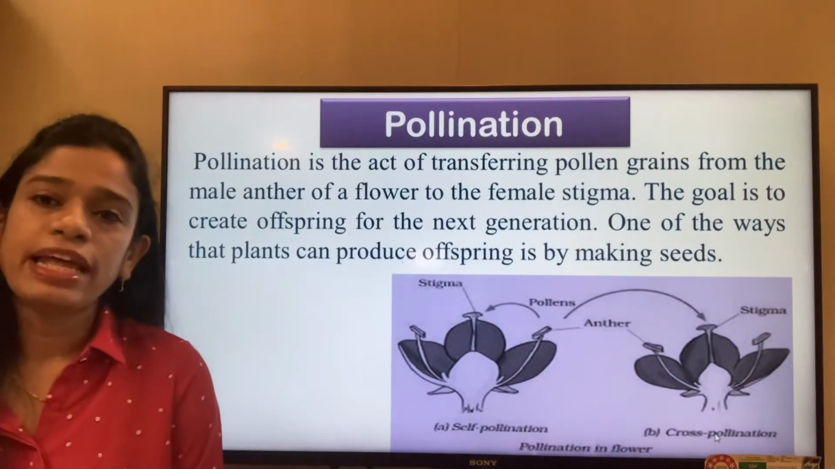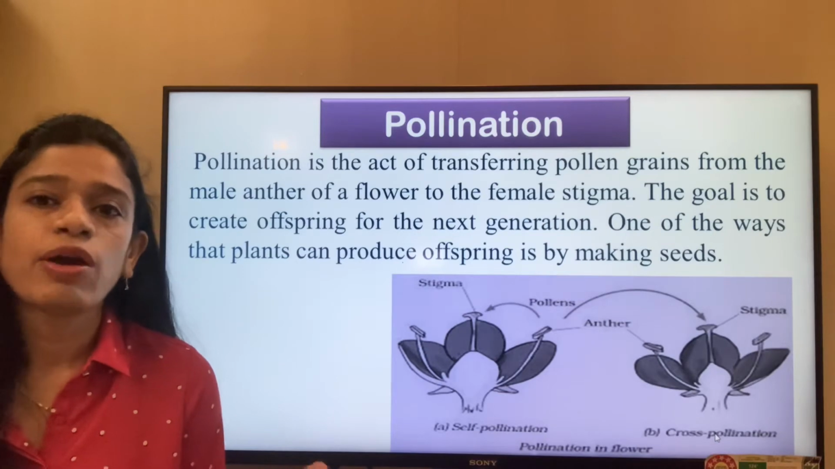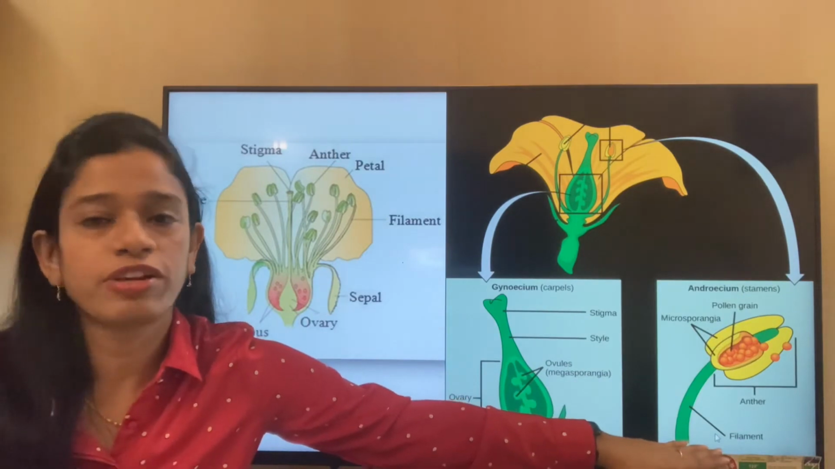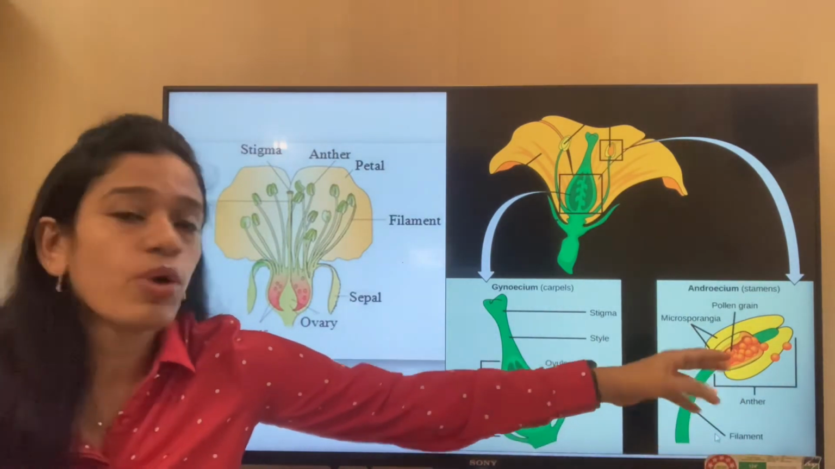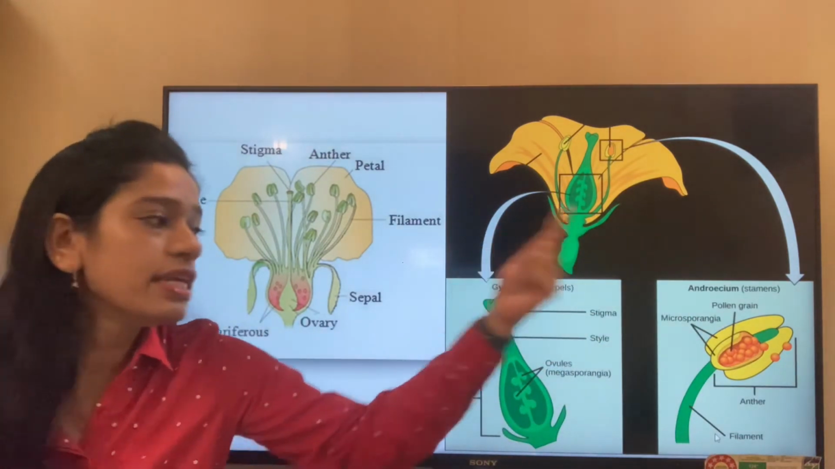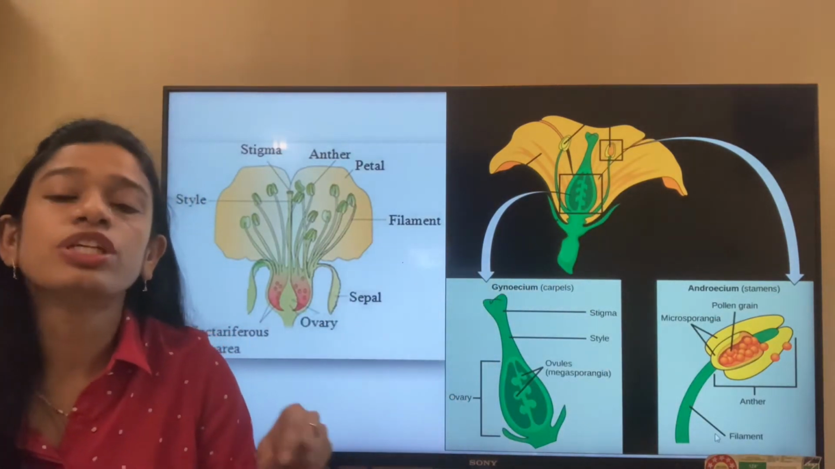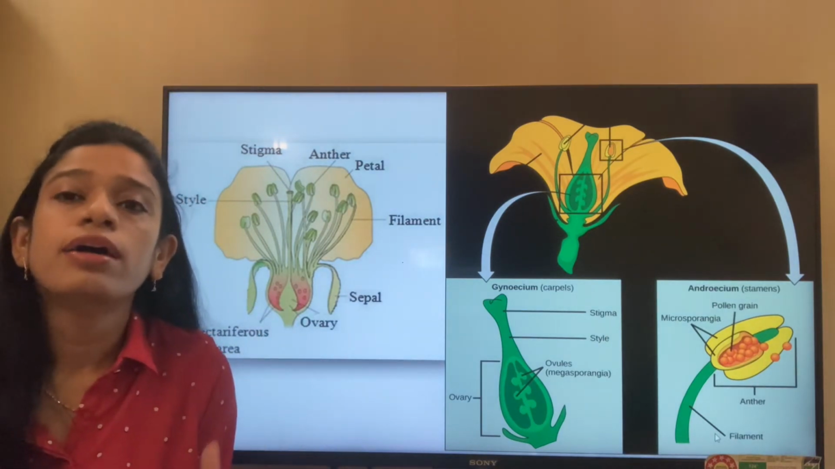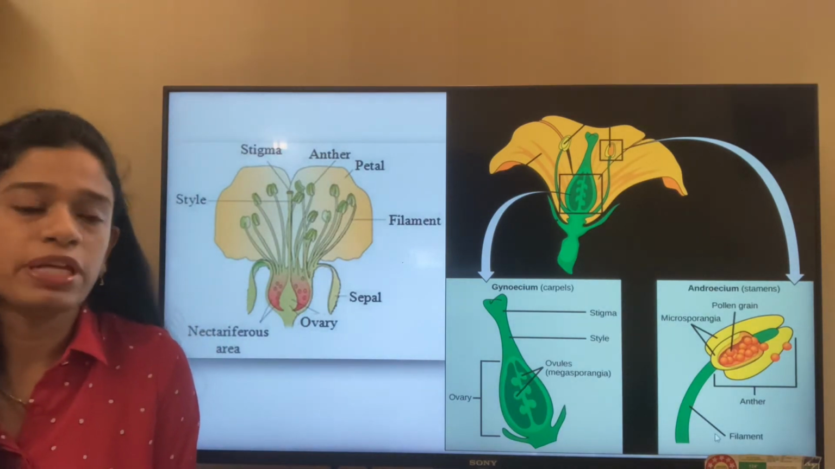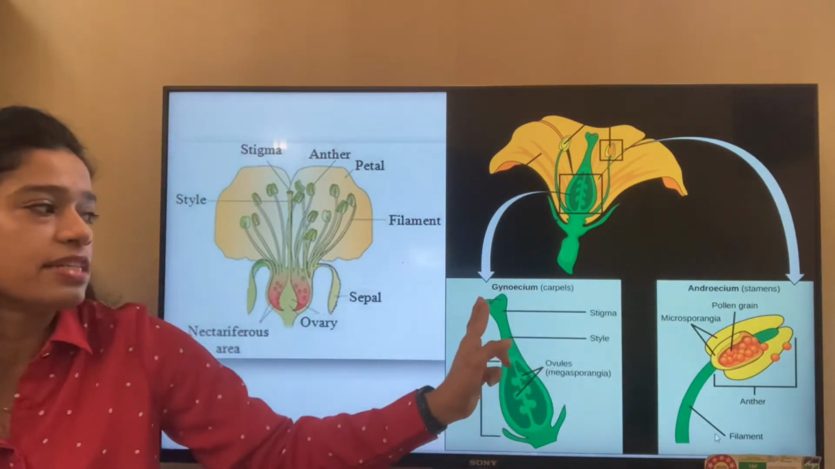So the first step that takes place during sexual reproduction is pollination. Pollination means that the pollen from the microsporangia, that is from the anther, the male part, needs to go and settle itself on the stigma. That is the pollination that needs to happen for the fusion between the male and the female gametes to take place. So the pollen from the anther comes and settles itself on the stigma.